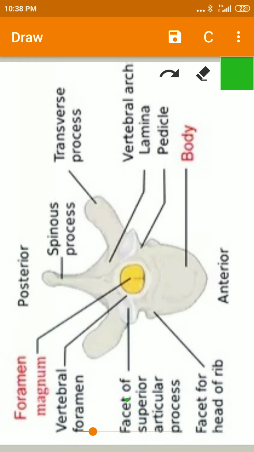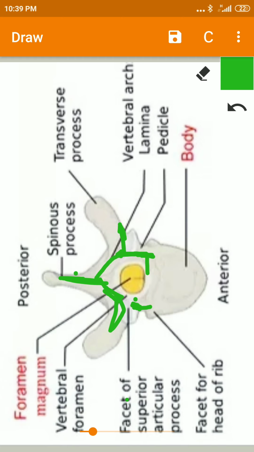Now tell me what the parts are. Anteriorly it has the body, and posteriorly it has the vertebral arch. How is this vertebral arch formed? Posteriorly it has an extension of bone called the pedicles. The two pedicles run posteromedially forming the laminae, and it extends still further backwards to form the spinous process. At the junction of the pedicle and the formation of the lamina, it gives laterally another process called the transverse process.